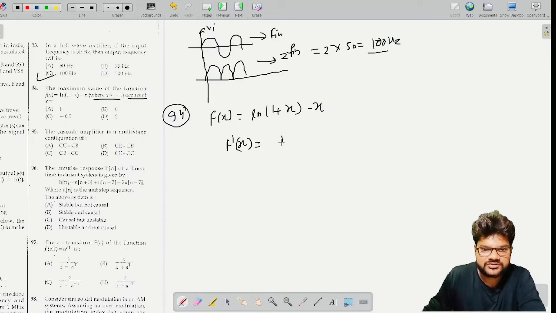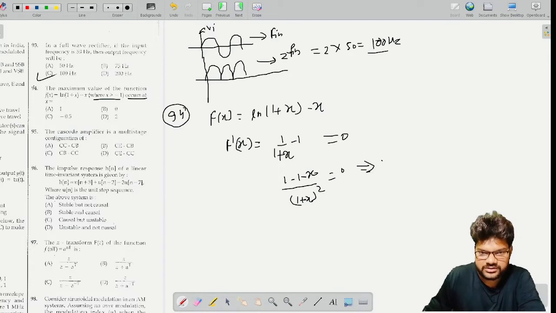So ln(1 + x) gives 1 upon (1 + x), minus 1, and we will put it equal to 0. So this is going to be -x by (1 + x)^2. Okay, this is going to be 0. So if we put it 0, then we will get x equals 0, right?